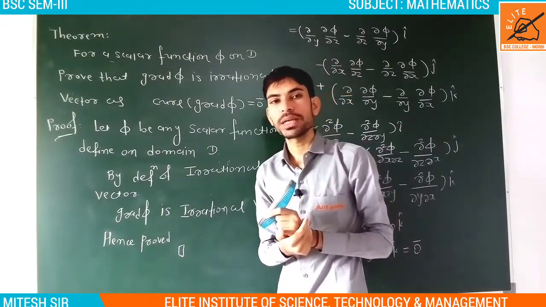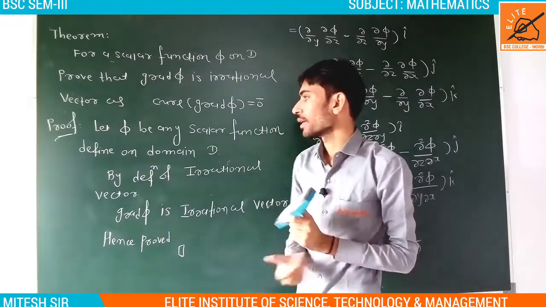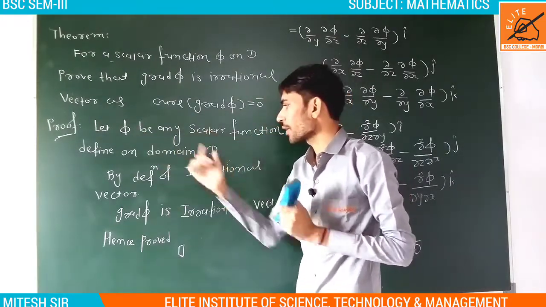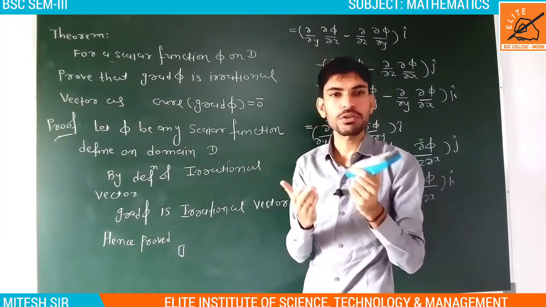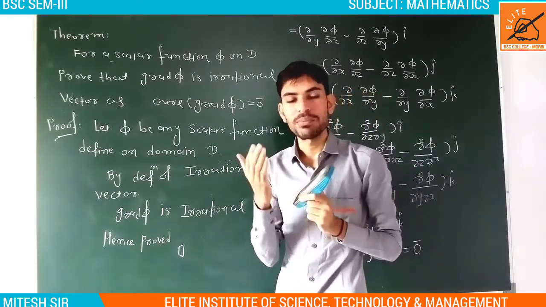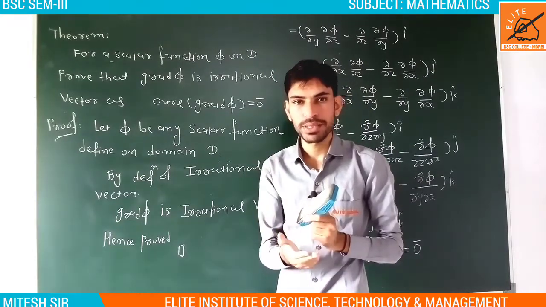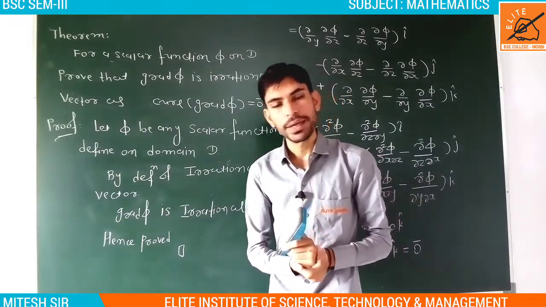So first of all here we define our scalar function phi. Let phi be any scalar function defined on domain D. First we need gradient phi. As we know the formula of the gradient phi: del phi by del x i cap plus del phi by del y j cap plus del phi by del z into k cap.